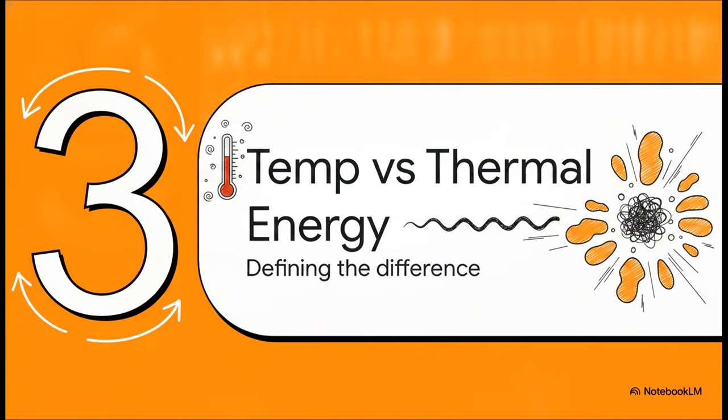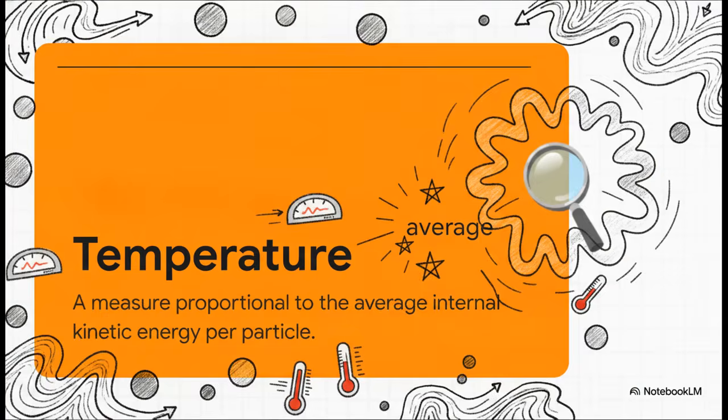Now for the big misconception buster in Section 3, temperature versus thermal energy. First up, let's look at temperature. The scientific definition here is that temperature is a measure proportional to the average internal kinetic energy per atom or molecule in a system. I want you to mentally highlight that word average. It's absolutely crucial. When you look at a thermometer, it's not counting up all the energy in the room. It's really just giving you a reading of how fast, on average, the particles are vibrating or zooming around in that specific spot. So a higher temperature simply means a higher average speed of those particles.